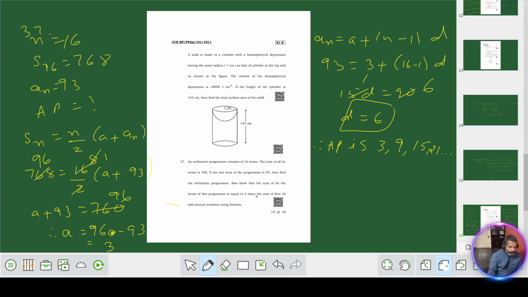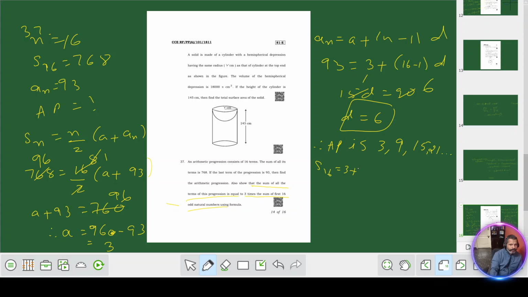The next part of the question is also: show that the sum of the terms of the progression is equal to 3 times the sum of the 16 odd natural numbers using the formula. That is, what they are asking is S16 equals 3 times the sum of odd natural numbers.